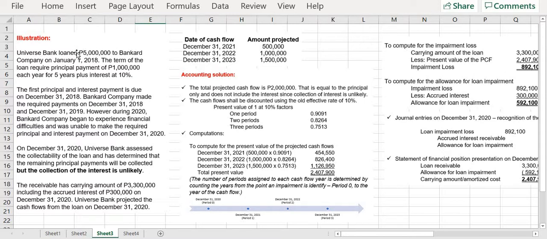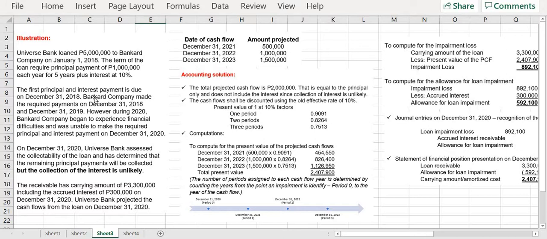5 million ang amount na face value ng loan or the principal, at kailangan siyang bayaran within 5 years, every year 1 million pesos plus interest of the principal na 10%. Ayan. So the first principal and interest payment is due on December 31, 2018. Okay? Bank card company made the required payments on December 31, 2018 and December 31, 2019.